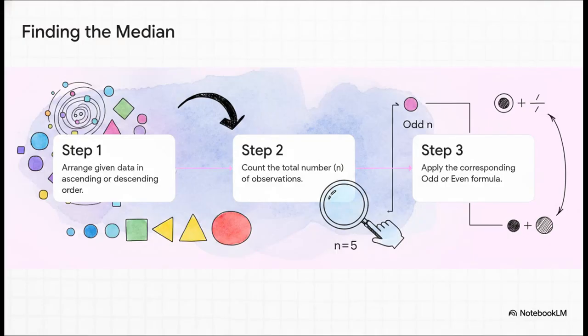But to find that center, there's one absolute non-negotiable rule you've got to follow first. Step 1, you must arrange your data in ascending or descending order. If your data isn't sorted, your median is going to be completely wrong. No way around it. Once it's sorted, step 2 is to count the total number of observations, which we call n, and step 3 is just applying the right formula based on whether n is odd or even. Honestly, just treat this as a simple procedural checklist.